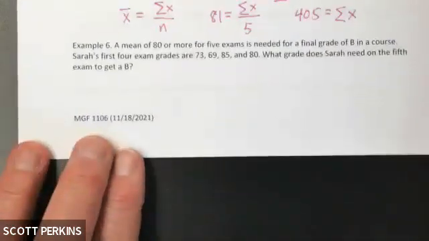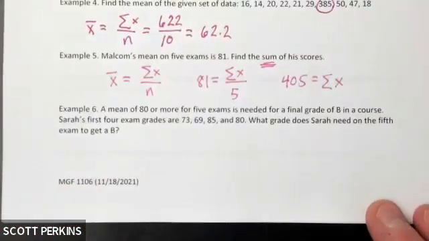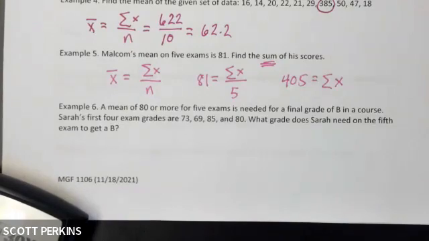So example 6 is a little bit different, but it's kind of the same general theme. It says, and this might be something that you need to do as you're figuring out what you need to get on this 6th test in order to maybe get in a certain range for yourself. A mean of 80 or more on 5 exams is needed for a final grade of a B in a course. Sarah's first 4 exam grades are a 73, a 69, an 85, and an 80. What grade does Sarah need on the 5th exam to get a B?